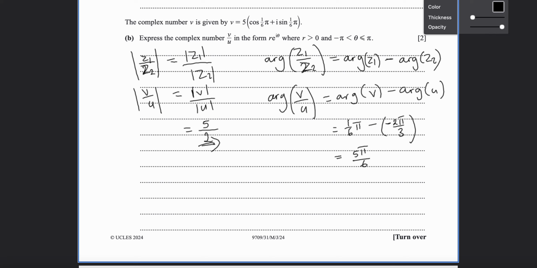So now we want to write this complex number. We are saying u over v is equal to, r is the modulus, so it's 5 over 2, and then we have the exponential i, our theta, which is 5 pi over 6. Okay. And so we are done. Okay. I hope you understand.